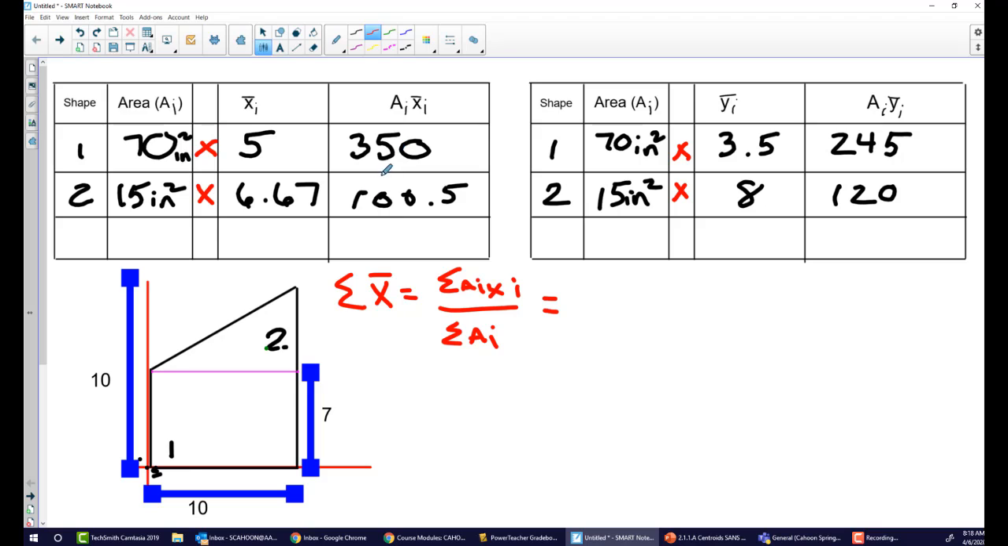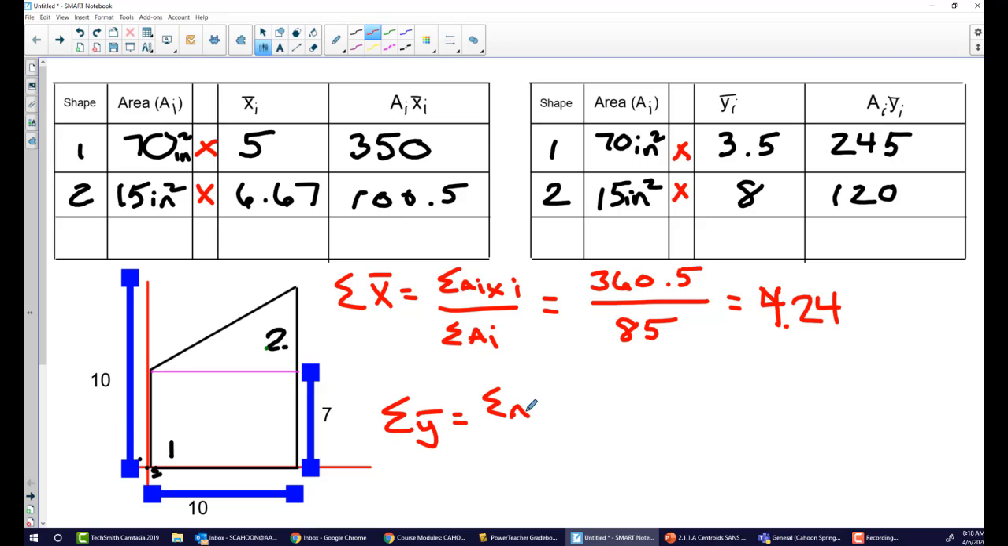Okay, so the sum of these is 350 plus 100.5. So 350 plus 100.5 is 360.5, divided by the sum of the area, 70 plus 15, so divided by 85. So 360.5 divided by 85 is 4.24. So our new x coordinate is 4.24. And then to find the new y coordinate, we just needed to do the sum of area times y divided by the sum of the areas.